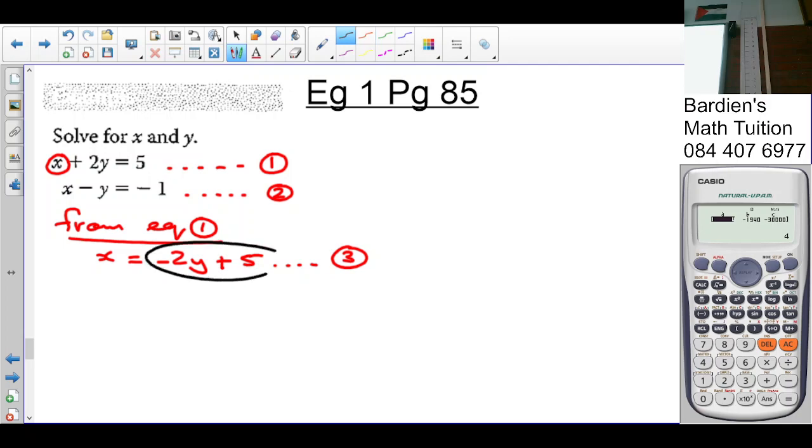Equation 3, can you see this? The x value is negative 2y plus 5. We're going to substitute equation 3 into equation 2. We won't substitute it into equation 1 because it's derived from equation 1.